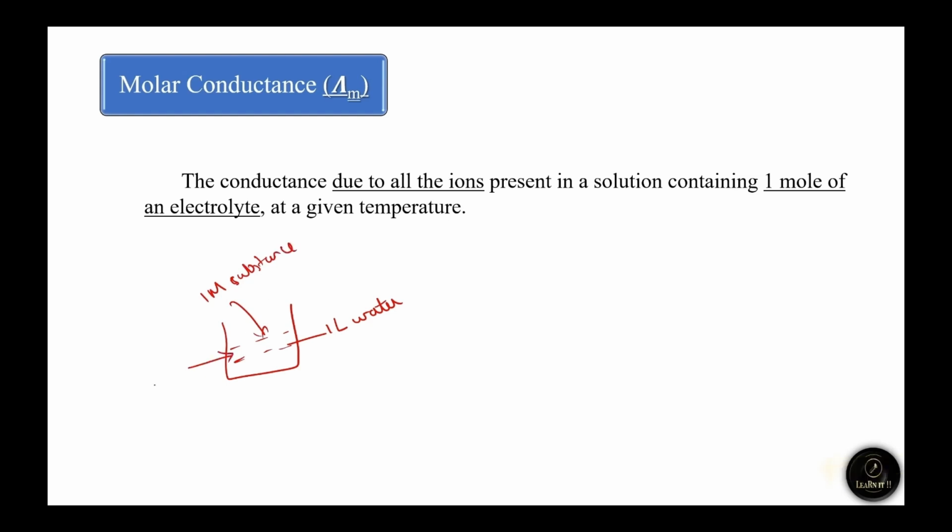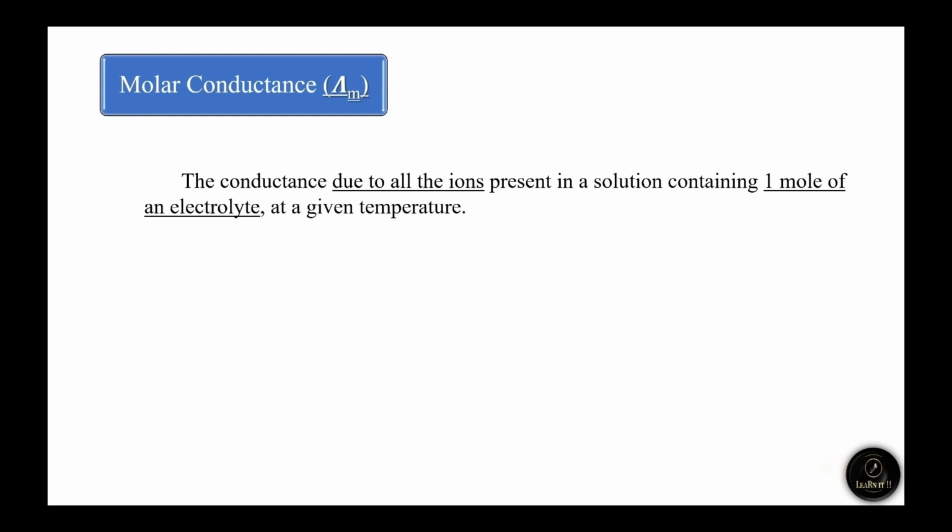Now the concentration of this solution is 1 molar. Here 1 mole means, if it is NaCl, then 58.5 gram of NaCl is taken and dissolved in 1 liter of water. Then the concentration of the solution is 1 M. So molar conductance is the conductance due to all the ions present, like Na plus, Cl minus, Na plus, Cl minus. The conductance due to all the ions present in this solution is the molar conductance.